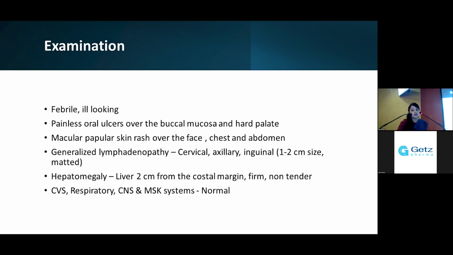And there was generalized lymphadenopathy involving cervical, axillary, and inguinal areas. And there was a 2 centimeter hepatomegaly, which was firm and non-tender. Other system examination, including cardiovascular system, respiratory system, nervous system, and musculoskeletal system examination was normal.